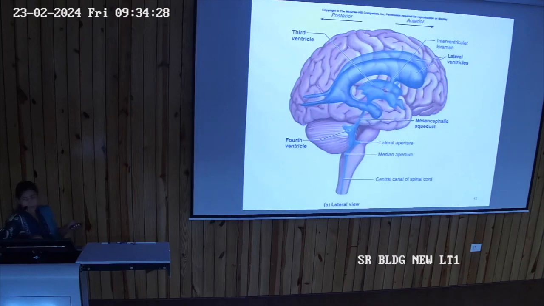Now from the fourth ventricle, you have two apertures, the medial aperture and the lateral apertures, through which this fluid will go towards the arachnoid space.